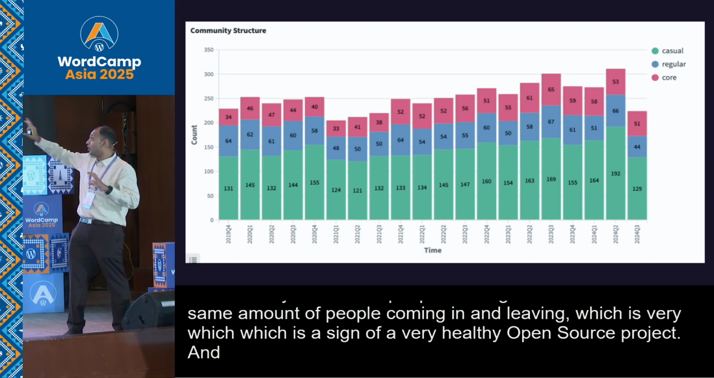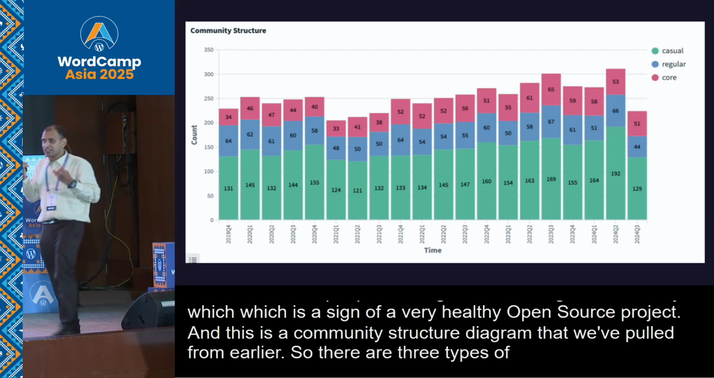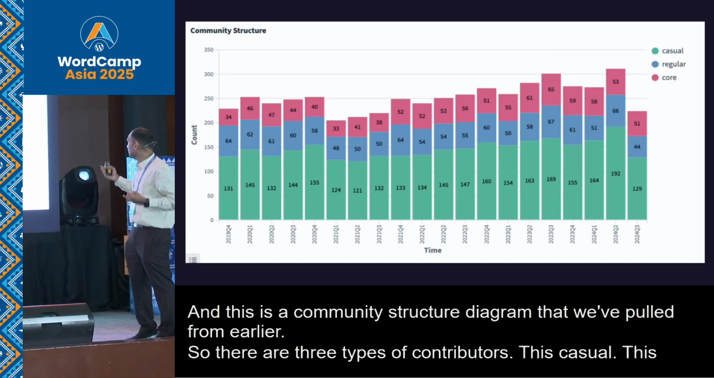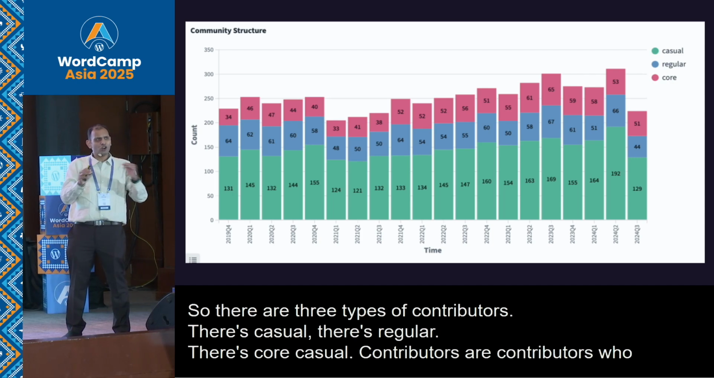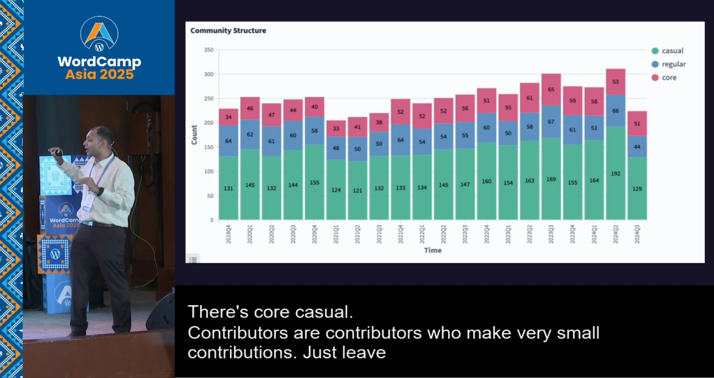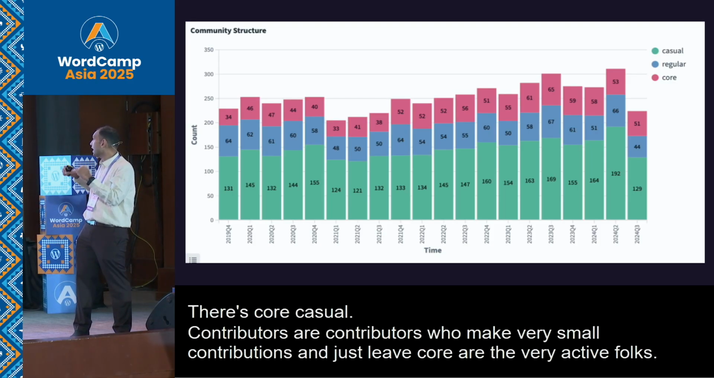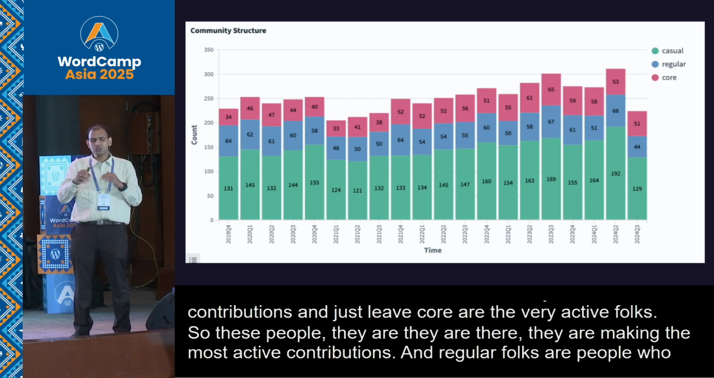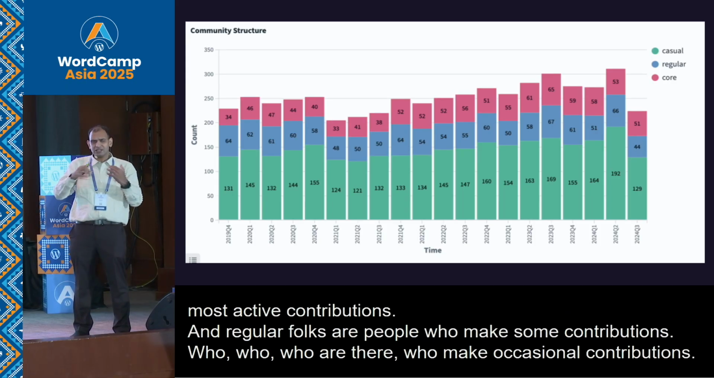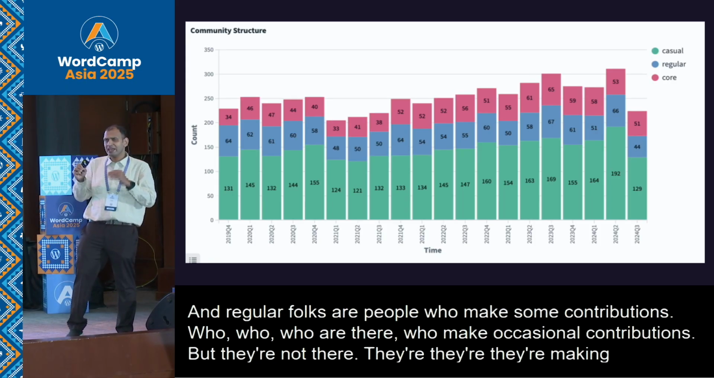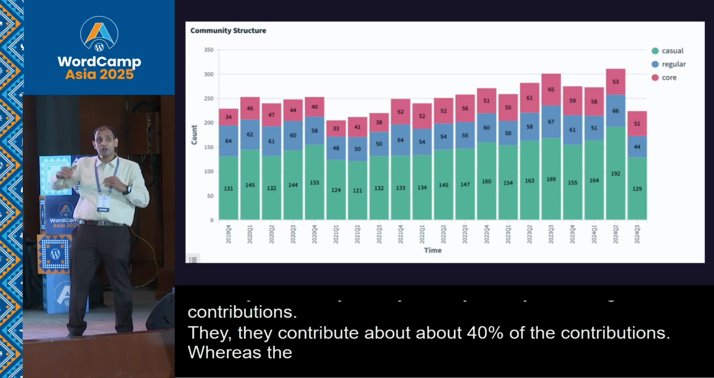And this is a community structure diagram that we've pulled from Bitergia. There are three types of contributors: casual, regular, and core. Casual contributors make very small contributions and just leave. Core are the very active folks, making the most active contributions. Regular folks make some contributions; they are there, making occasional contributions. They contribute about 40% of the contributions, whereas the core people contribute around 80% of the contributions.